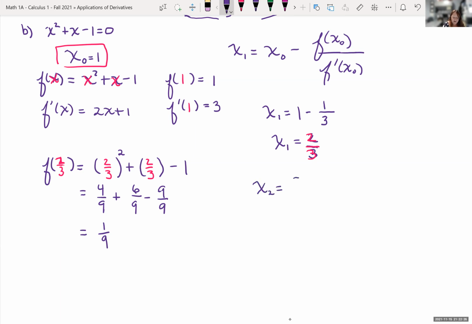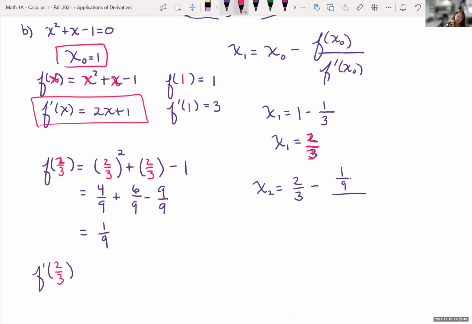x sub 2 equals 2/3 minus f of x sub 1, which we just found to be 1/9, all divided by the derivative evaluated at 2/3. So let's plug 2/3 into this derivative function. We get 2 times x, which is 2/3, minus 1. So we got 4/3 minus 1. 1 is the same thing as 3/3, which gives us back 1/3.